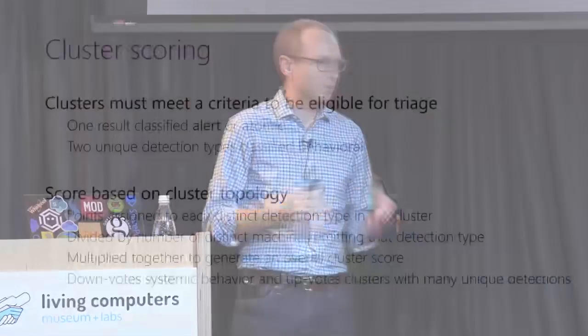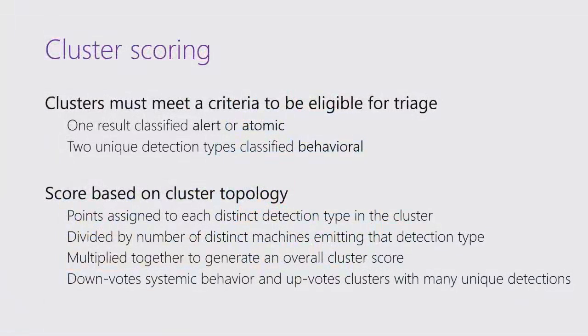That begs the question, how do we score these things? So our initial tack at scoring these was to look at the topology of the cluster. And we said, I know I have different kinds of detection results, different fidelity ones. So I'll say that any cluster that contains an atomic result or an alert result, that cluster has to be triaged.